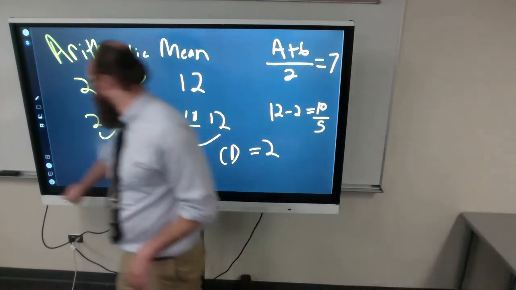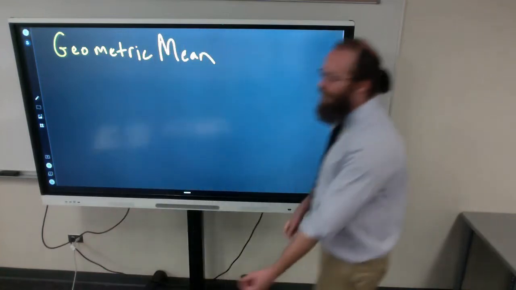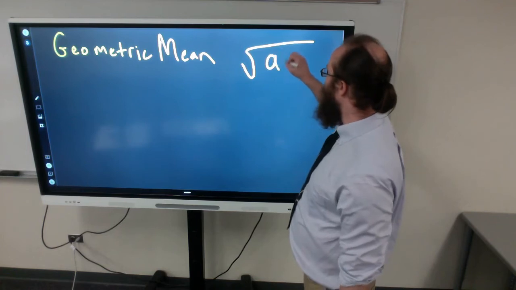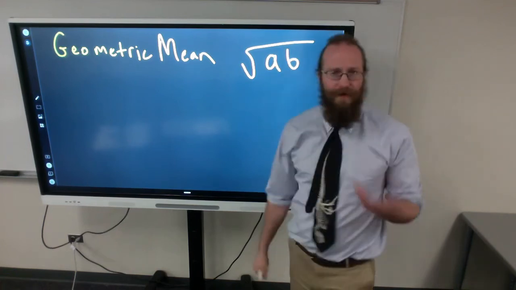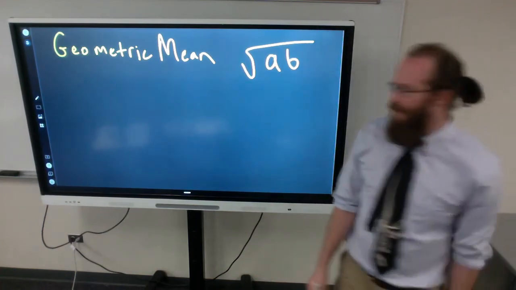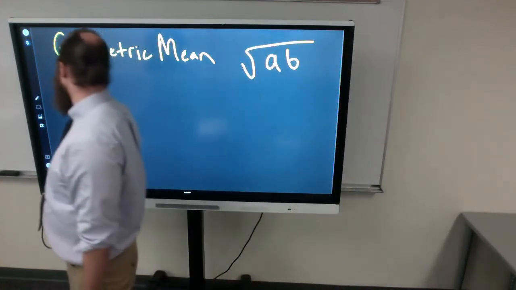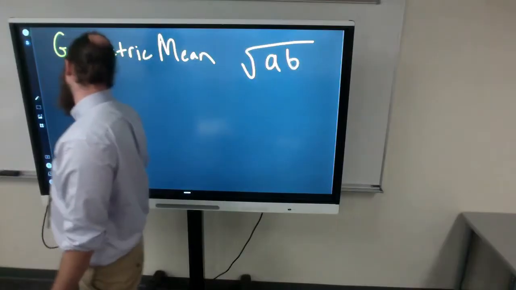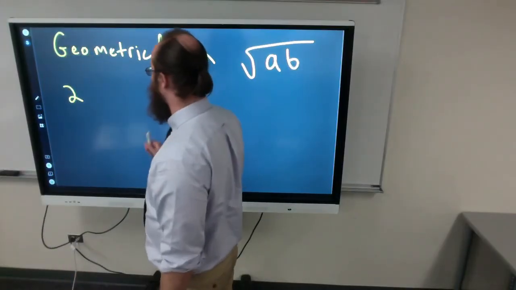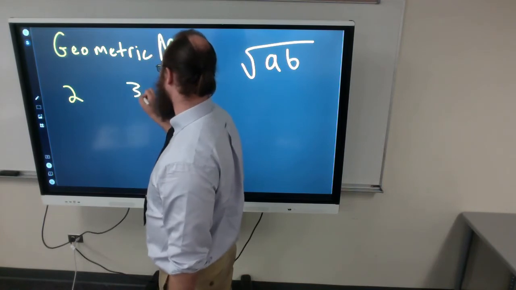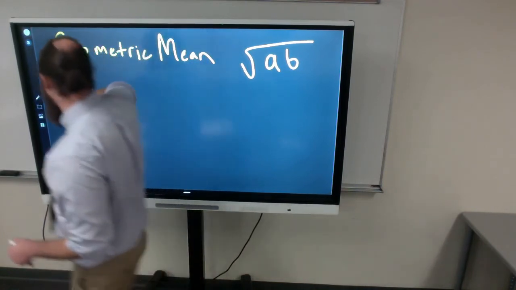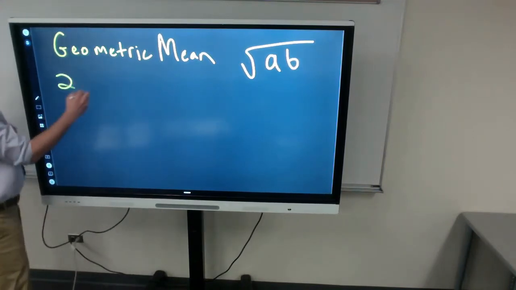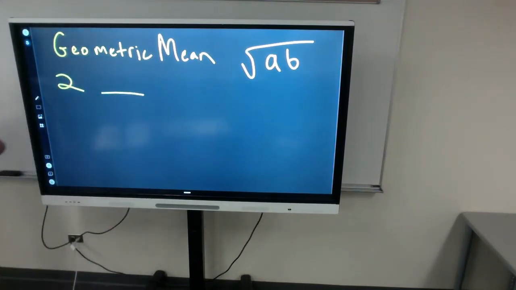Moving on to a geometric mean. Once again, our equation for a geometric mean is the square root of AB. So the first number times the last number, and you take the square root. So let's start with a 2 and a 32. Now, let's make it easy for Mr. Cartwright. Let's choose a 2, and then we would have a blank in the middle.